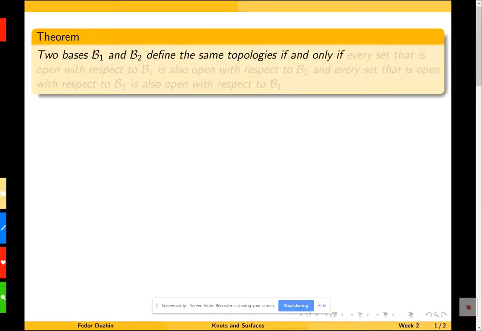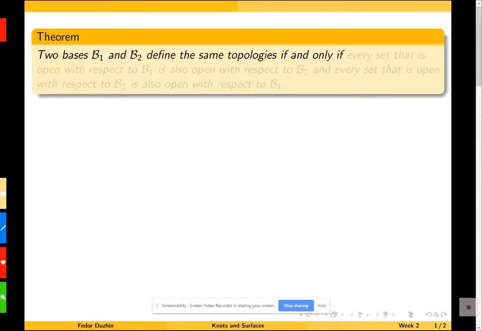This is a little revision lecture about basis of a topology. So recall the following theorem from lecture notes about two bases of a topology. Maybe first recall that a set can have a lot of different topologies, and some of those topologies could be finer or coarser than other topologies. Some may not be comparable, and so on. So it is a complicated situation.